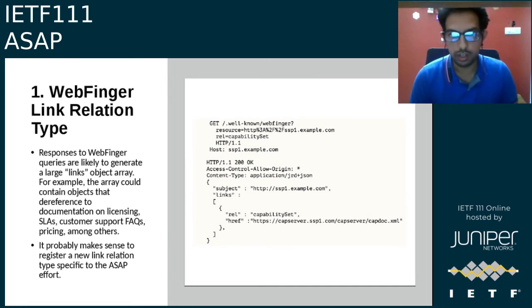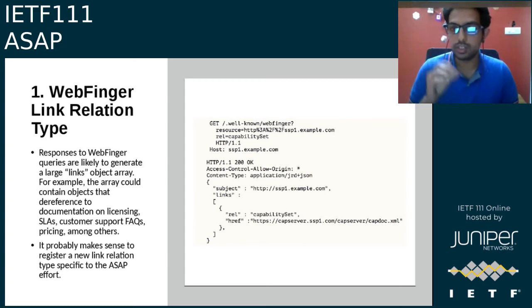Right, so the first open item is the WebFinger link relation type, which I mentioned in the WebFinger slide. So on the right, you can see a GET request that might be sent by the enterprise SBC in order to discover the capability set document location on the service provider domain. Now, traditionally, if a general query is sent, we would get a links array with a lot of information in it. It could have information about documentation on licensing, SLAs, customer support, FAQs, pricing, and a lot of information that is basically not relevant for the SBC, right?